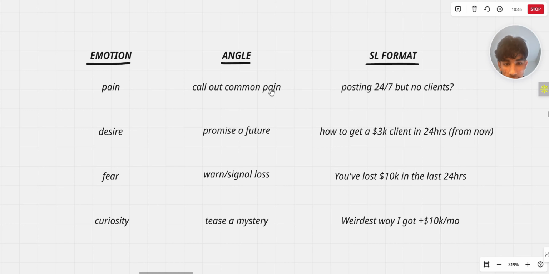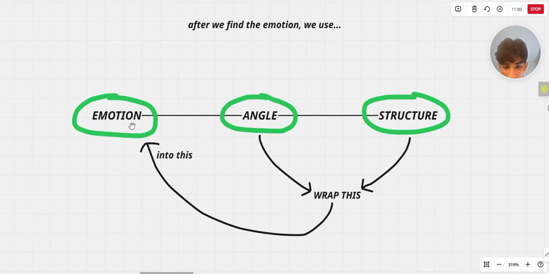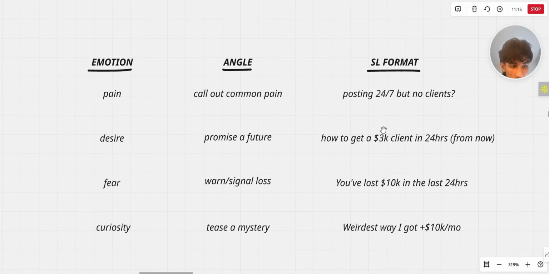That's it. Extremely simple. We've got the emotion from the list, which is pain. That's the data that they've given us. We've created an angle that we're taking for the email, and then we think of a structure based on what flows with the emotion and the angle, and we create our subject line. Here's even more examples. With desire, you're promising a future with the angle, and the subject line becomes: how to get a 3K client in 24 hours from now. Or fear, where you're warning or signaling loss: you've lost 10K in the last 24 hours. Or curiosity, where you're teasing a mystery: the weirdest way I got an additional 10K a month.